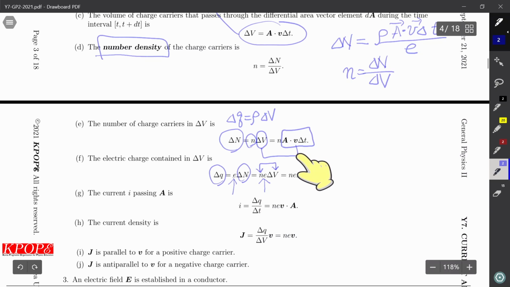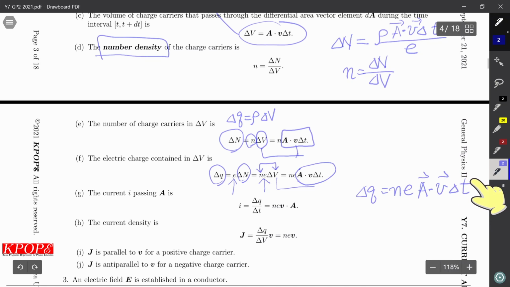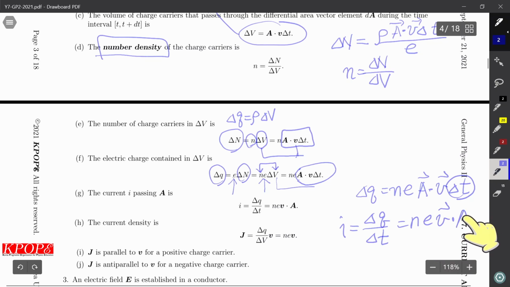The number of particles is the product of number density and volume, and then we substitute this result, volume A dot V delta T. Alright, so delta Q equals N E A dot V delta T. We divide both sides by delta T, then we have delta Q over delta T, that is current, equals N E V A.